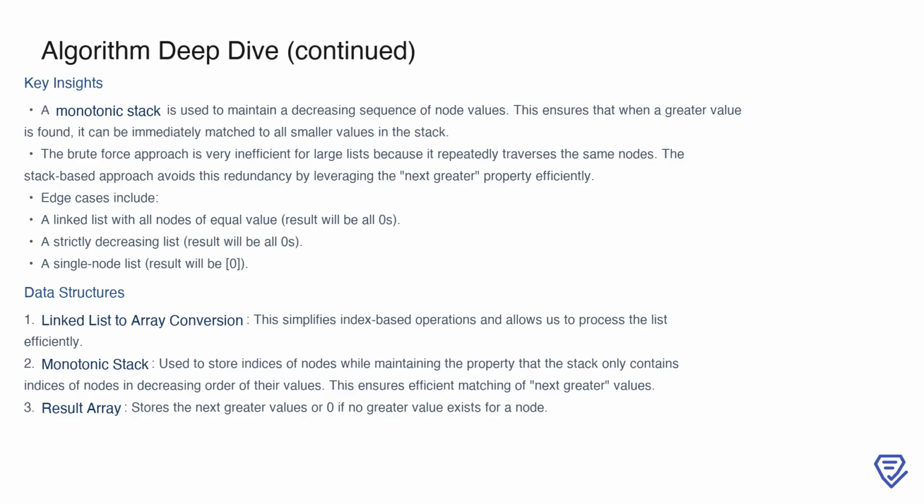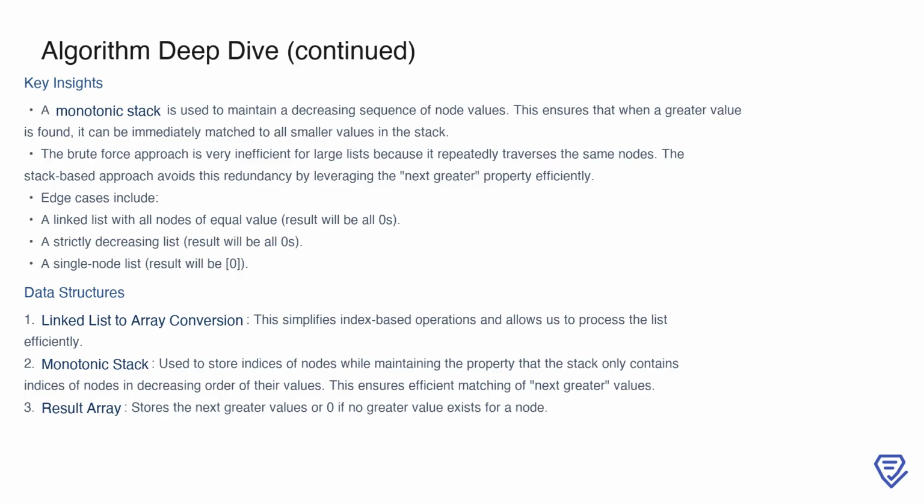The key to the optimized solution lies in the monotonic stack. This stack is used to maintain decreasing values, ensuring that when a greater value is encountered, it can immediately be matched to all smaller values in the stack. This eliminates the need for redundant traversals, making the algorithm much more efficient compared to the brute force method.